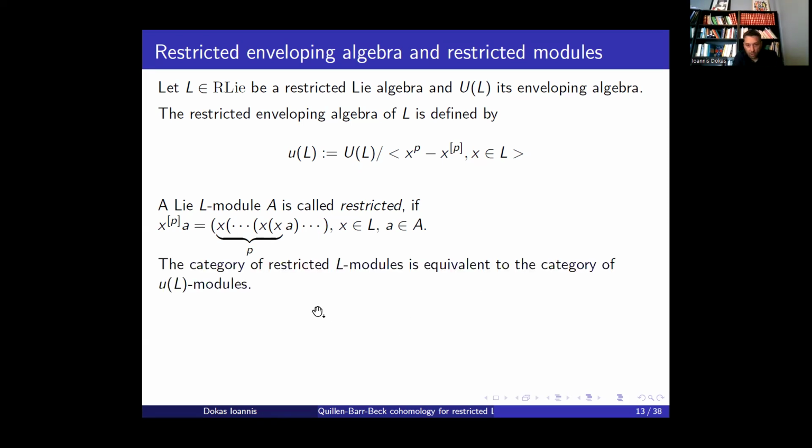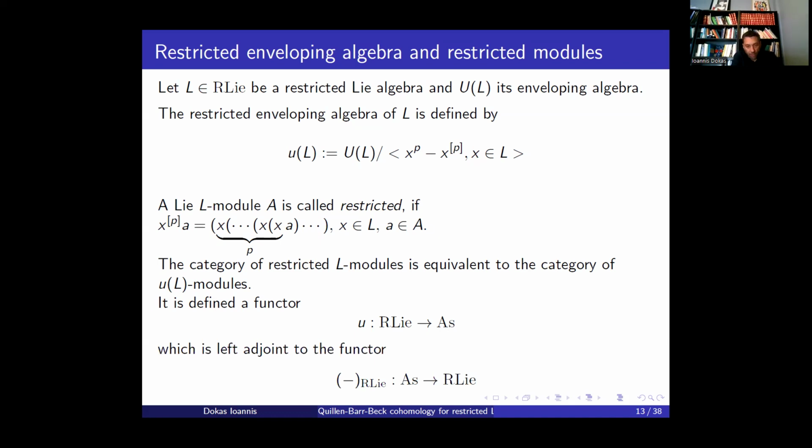Of course, somebody can prove that the category of restricted L-modules is equivalent to the category of modules over the restricted enveloping algebra. And in this way, we have defined a functor, which I write like this, from the category of restricted Lie algebras to the category of associative algebras. We associate to a restricted Lie algebra L the restricted enveloping algebra of L. And this functor is left adjoint to the functor that we have mentioned in Jacobson's theorem at the beginning of the talk. Also, let me add that we have a Poincaré-Birkhoff-Witt theorem for the restricted enveloping algebra, analogous to the one which exists for the enveloping algebra. And also, there is an injection of L into the restricted enveloping algebra of L.